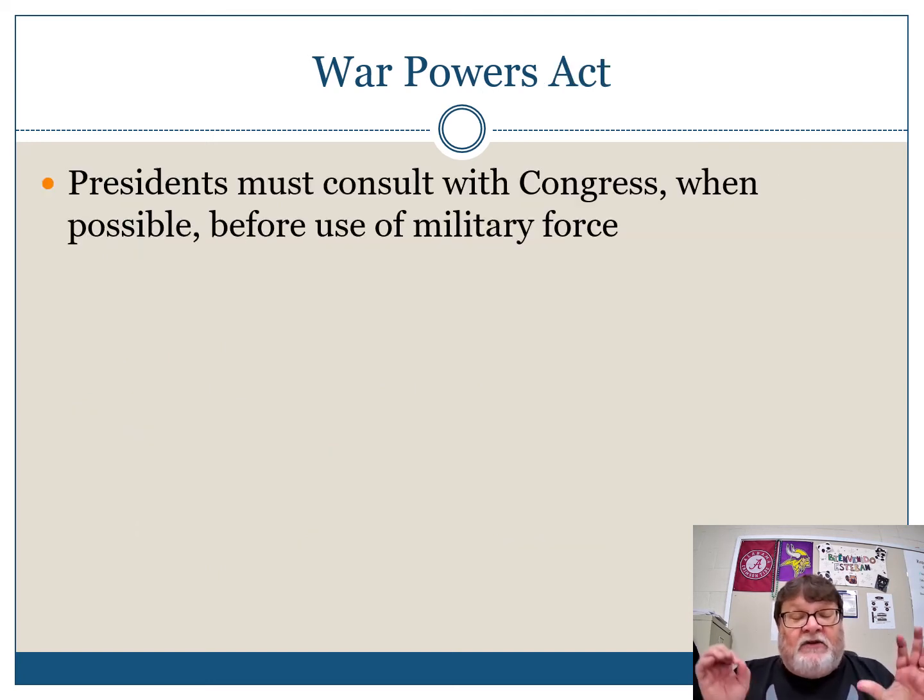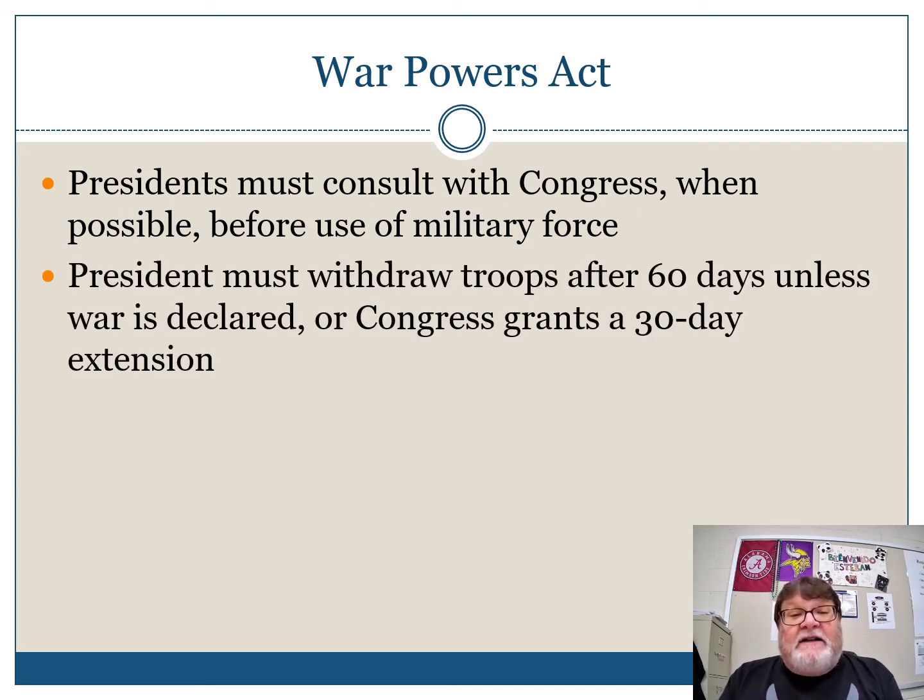So what did it do? Here's what the particulars are. The president must consult with Congress when possible before the use of military force. That's the initial setup. The president must, by this act, withdraw troops after 60 days unless war is declared by Congress or Congress grants a 30-day extension. So consider this, we have not declared war, and we've been in Afghanistan for 19 years.